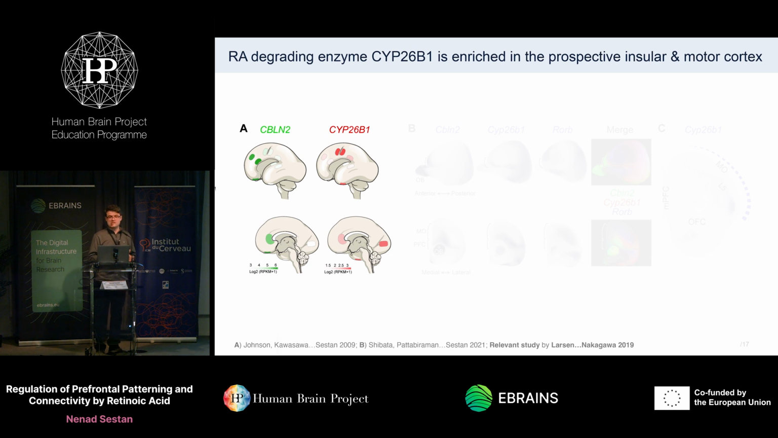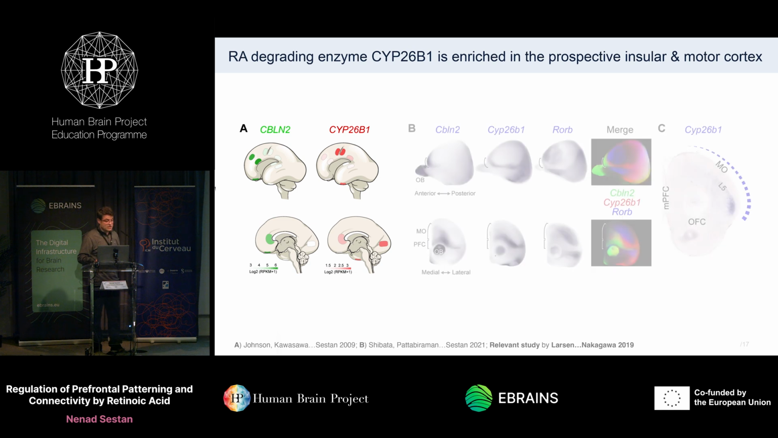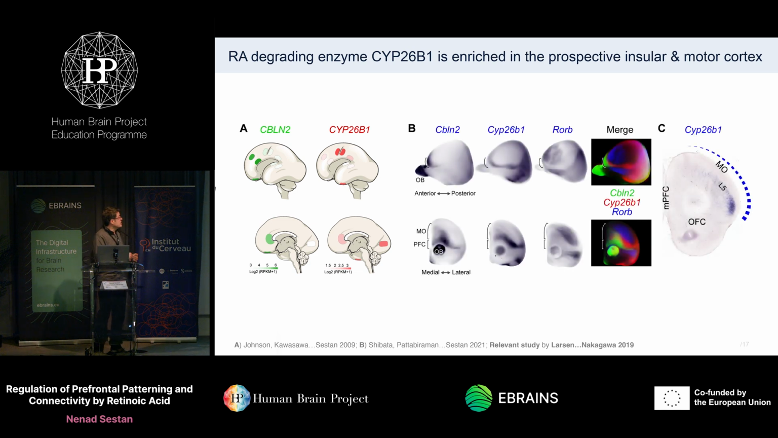But how do you control this gradient? A hint came from our initial 2009 paper. As I showed you earlier, we found that many genes that have been shown to be controlled by retinoic acid, including cerebellin, which we were able to link specifically in the cortex to retinoic acid, are enriched in what will become the future or prospective prefrontal cortex. But we observed that a gene called CYP26B1 was expressed by prospective primary motor areas. So we hypothesized that this could be what controls this gradient.